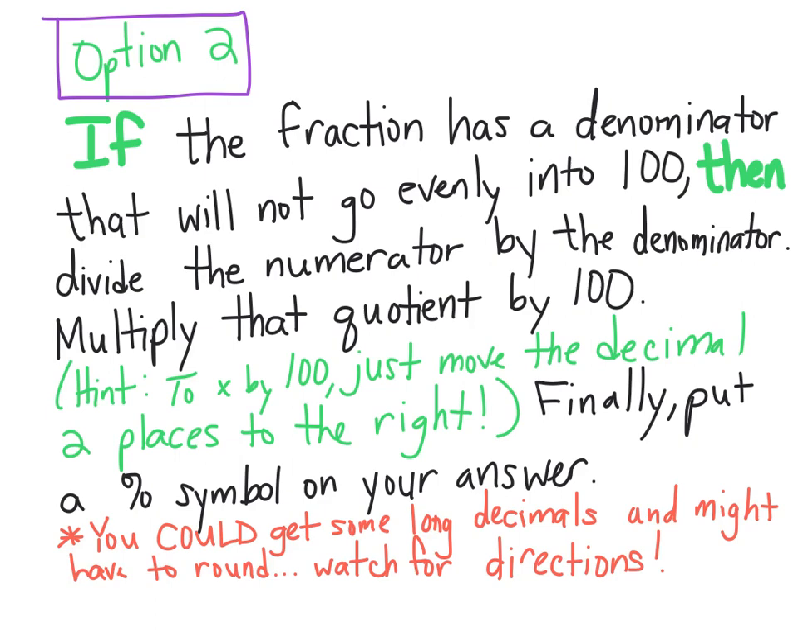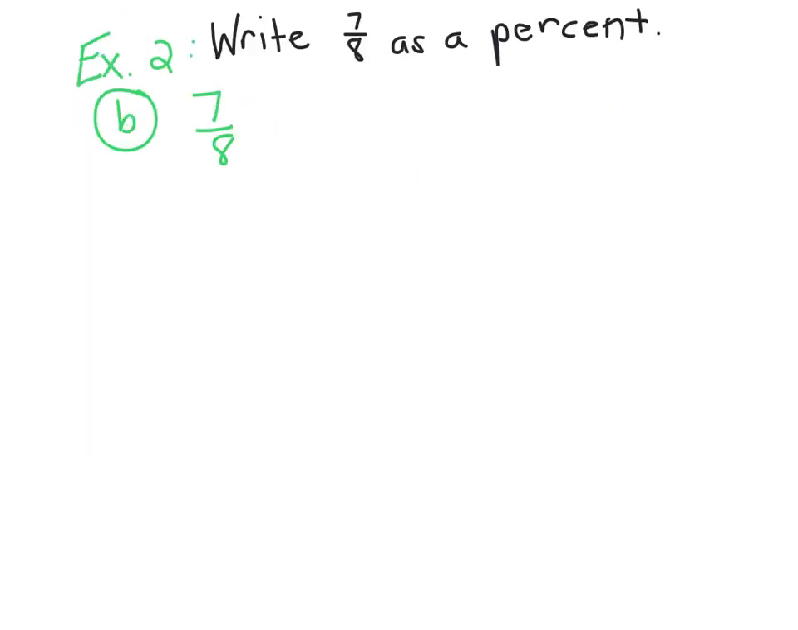You could end up getting some long decimals when you do it this way, and you might have to round it, so just watch for directions when you're doing this type of problem. If it doesn't tell you to round it, then don't, but if it does say something like round to the nearest tenths or hundredths or whole number, then you know how to use your rounding skills for that.